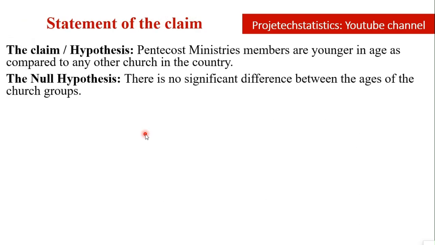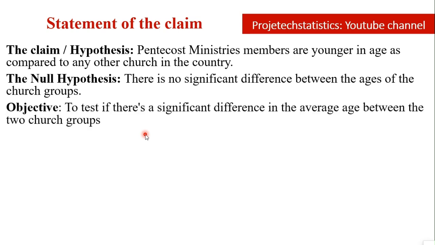So here we're going to talk about the statement of the claim that is making us start the analysis or the research in the first place. The claim in the national dailies states that the Pentecost ministry members are younger in age as compared to any other church in the country. This is a statement that can make you want to do research to find out if the claim is true. Here we want to test if there is a significant difference in the average age between the two church groups.